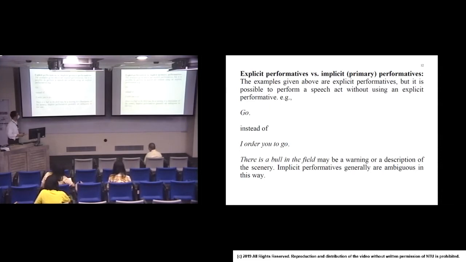So the thing is when you say something like there is a bull in the field, it may be a warning that this bull could be dangerous, or it could be just a description of the scenery, or it could be something else, right? Implicit performatives generally are ambiguous in this way. So if I say go, or in Mandarin I say gay, you can just use one word. To assume that all the meanings are in that one word is crazy, but very often there will be disambiguating gestures or something. So that's why you have to take into account the entire ostensive act, both the speech and the gestures and things.